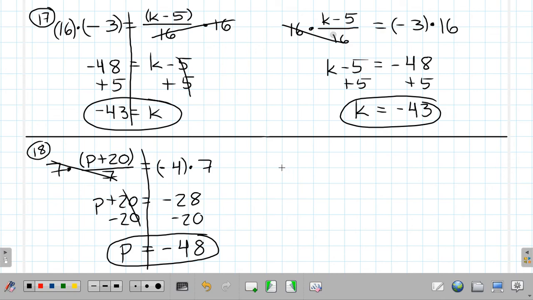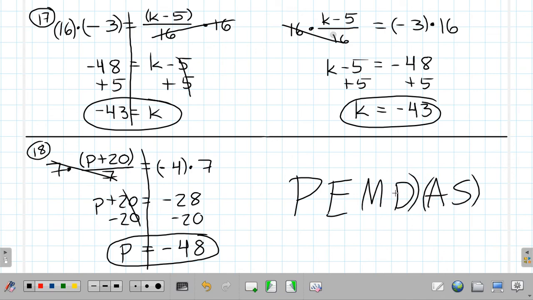So once again, the whole point of all of this is you have to follow order of operations, even when solving an equation. If you don't follow order of operations when solving an equation, then you're not going to solve the equation. Because if you think about it, either way we have to do order of operations.